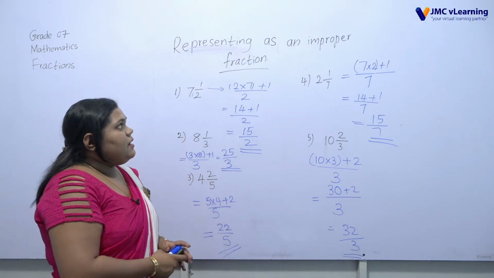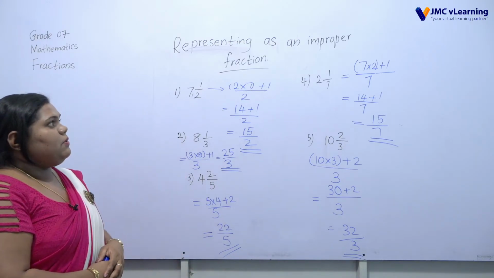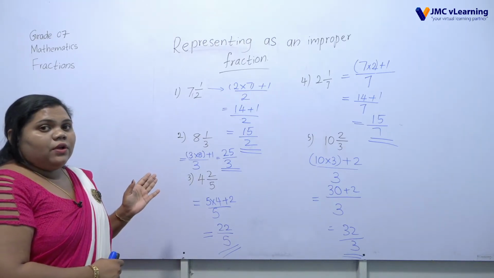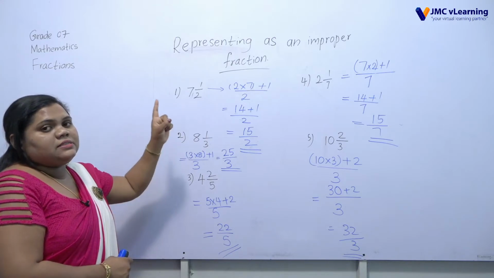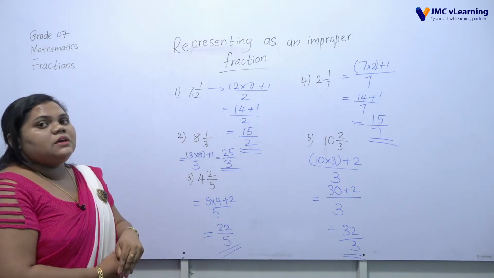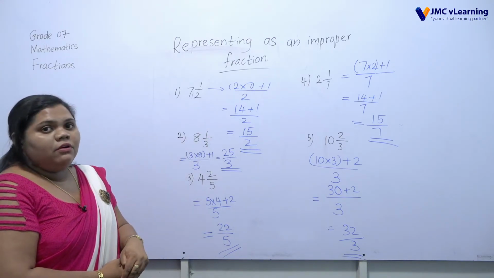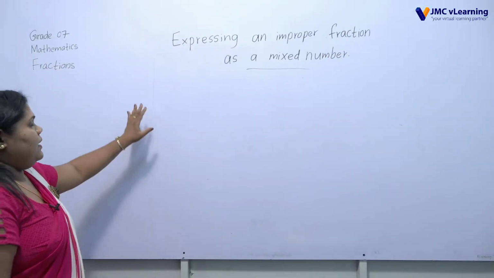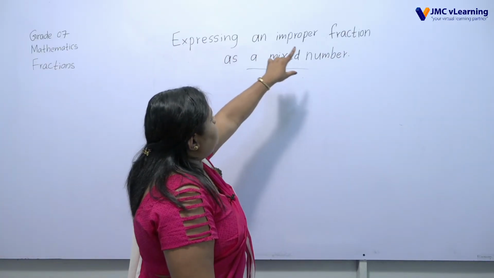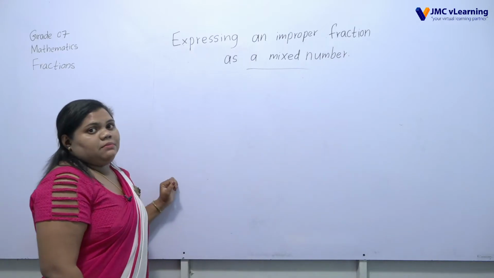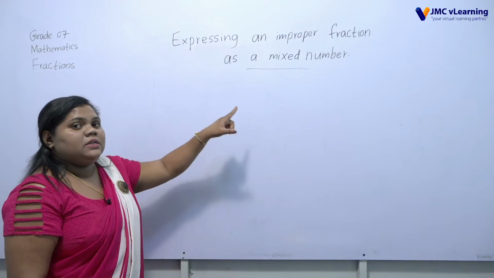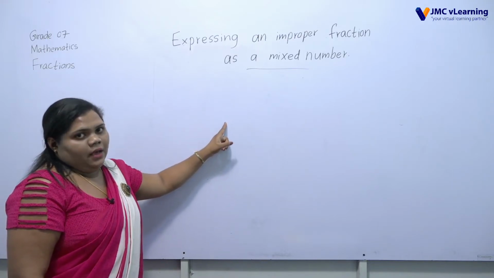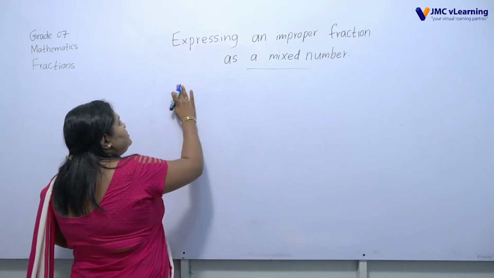Okay, children, now we are going to write an improper fraction as a mixed number. Now get ready for that. Expressing an improper fraction as a mixed number. It means if they give an improper fraction, now we want to convert it into a mixed number. Now look at this.